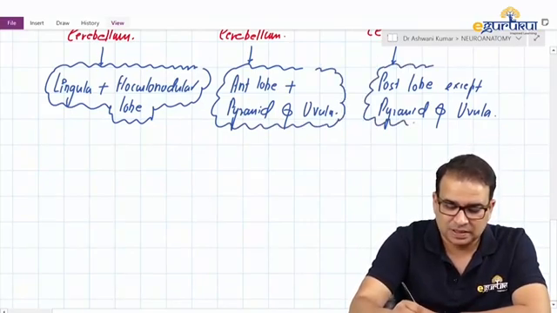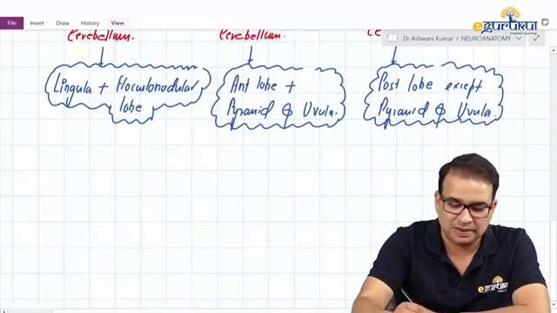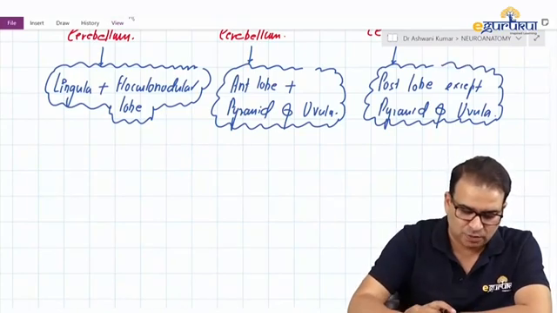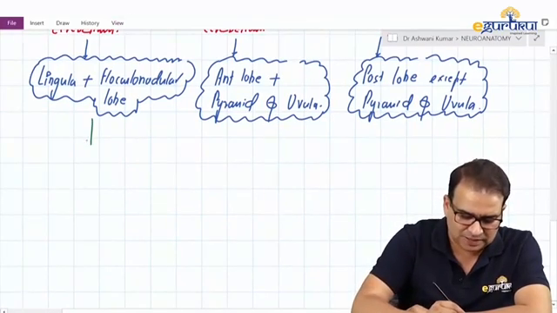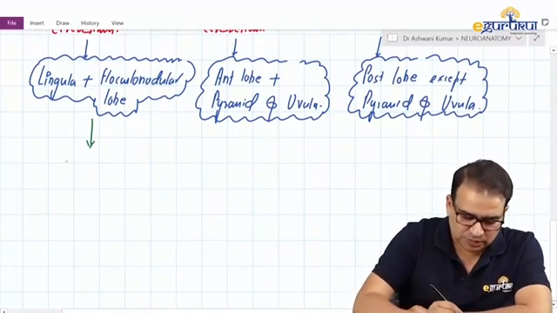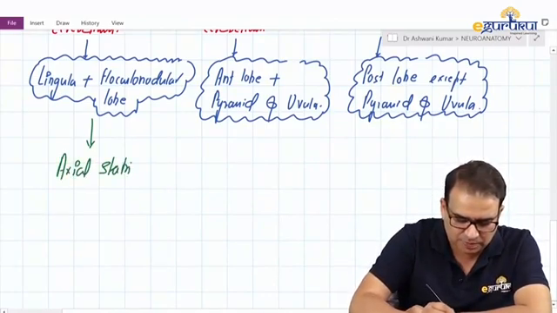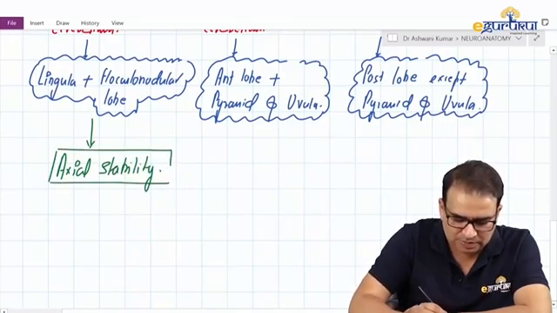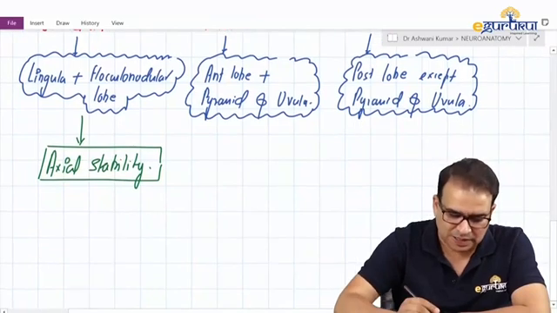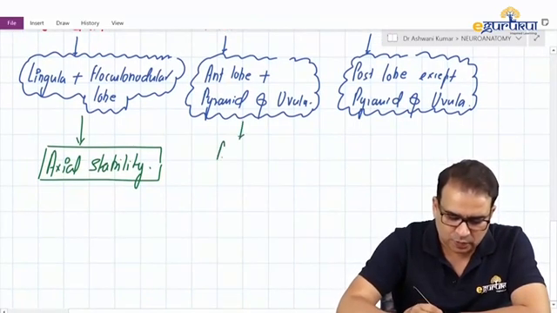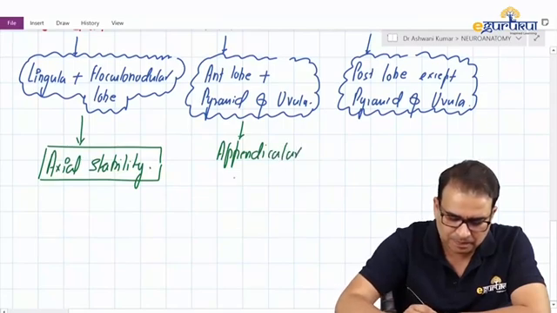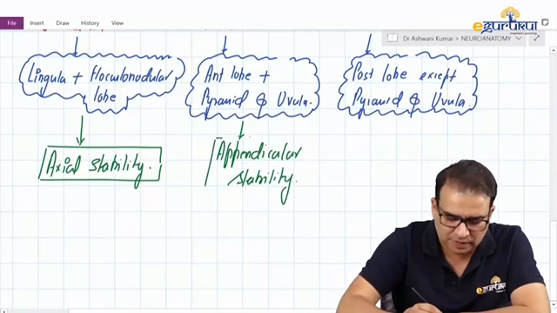Although we'll discuss the function of the neocerebellum separately, broadly speaking, it's the archicerebellum which is responsible for axial stability or axial equilibrium. That is a function of the archi. The paleocerebellum works for appendicular stability.